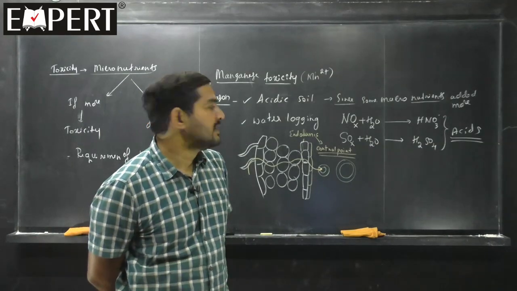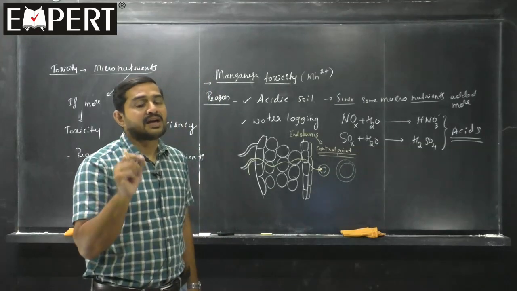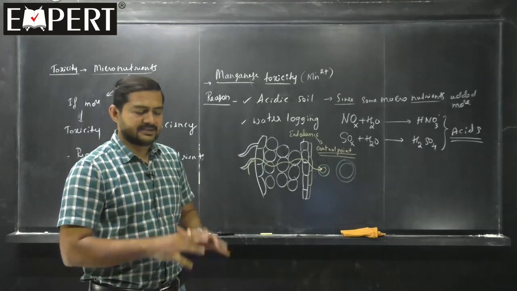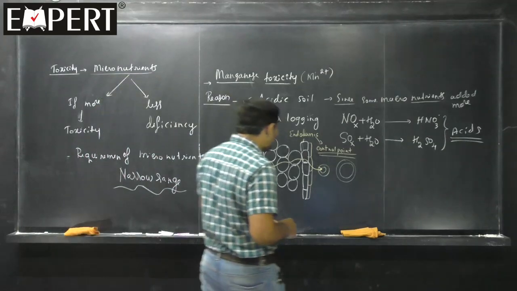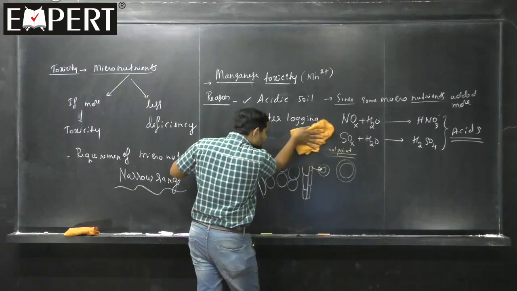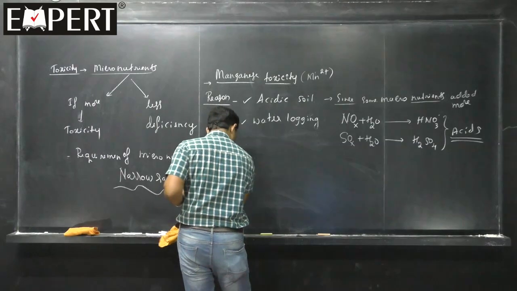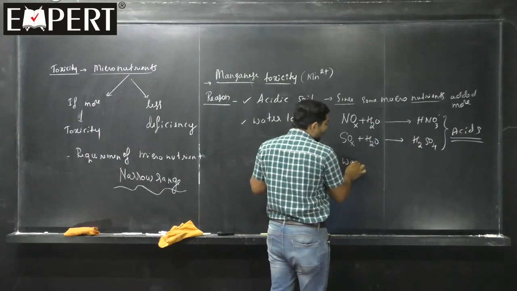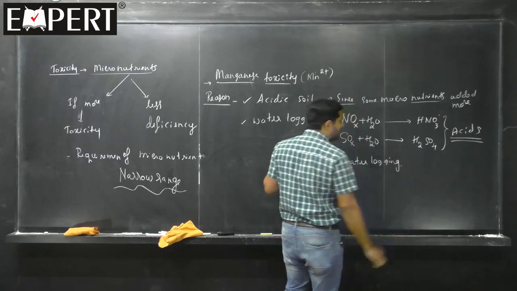Clear, students? So endodermis is a control point, but if endodermis has to act as a control point, there should be a requirement of a specific pH around there. That's very important. If there is acidic pH, then absorption of manganese can increase. First point. Second point, water logging. I told you, water logging. What is the meaning of water logging?